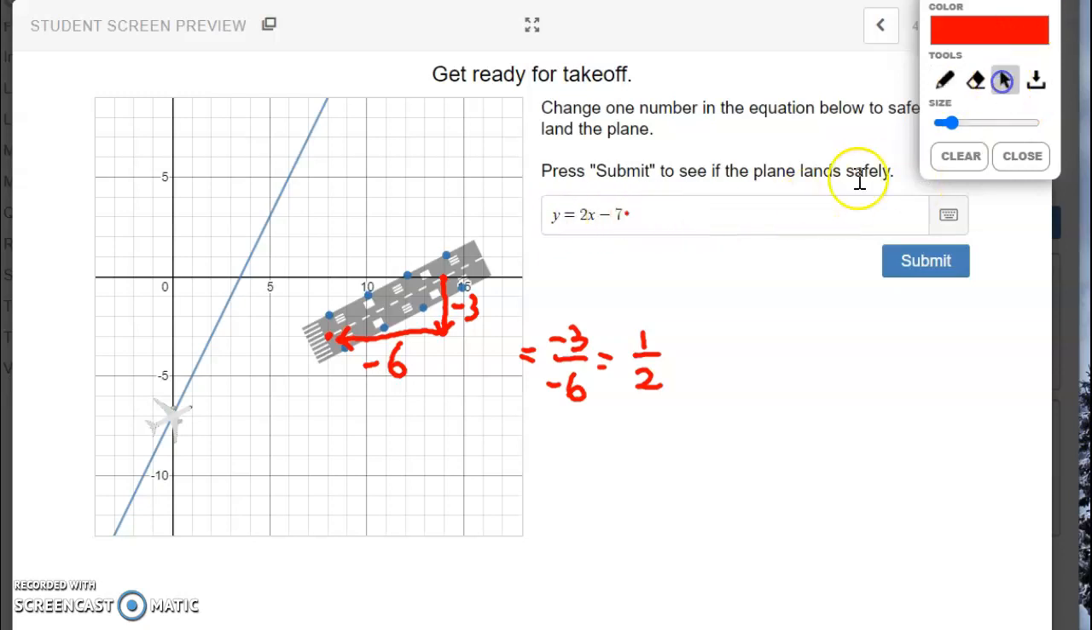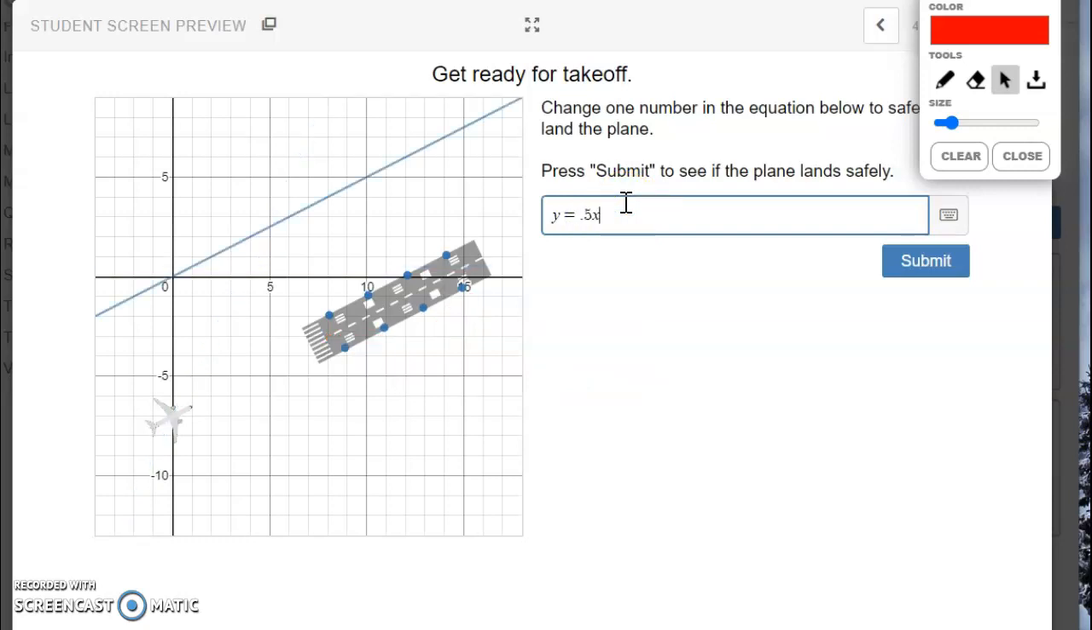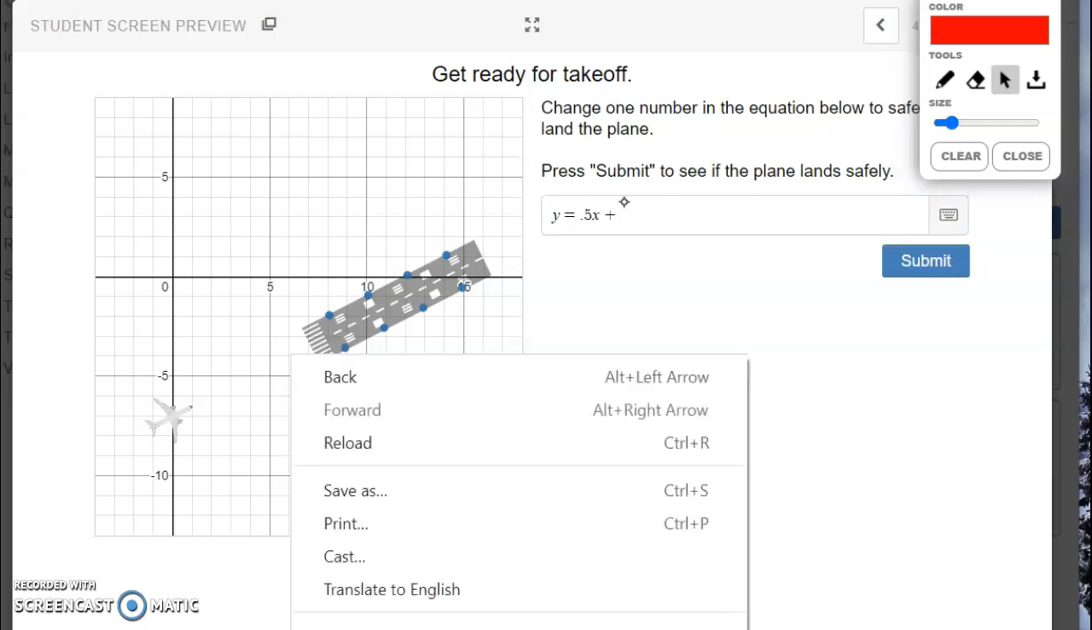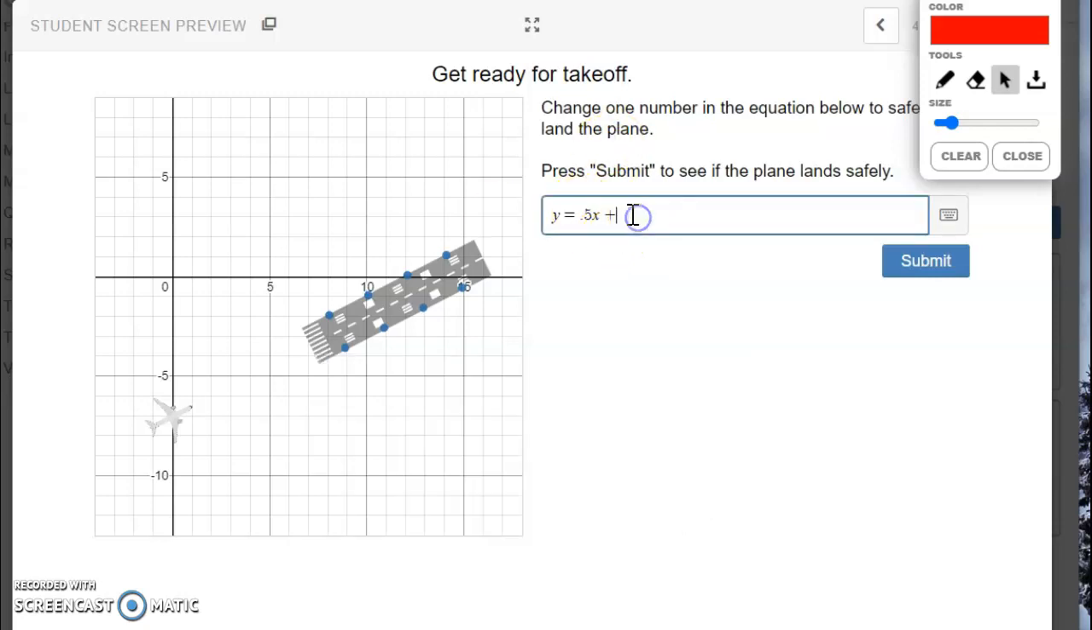So for that, maybe I can just experiment. If I have 0.5x plus, where do you think the y-intercept could be? If I leave it at 7, do you think it's going to go there? Well, 1, 2, 3, 4, 5, 6. 1, 2, 3. It's going to end right at that point. That might make it. So let's try that. Let's make that plus 7.